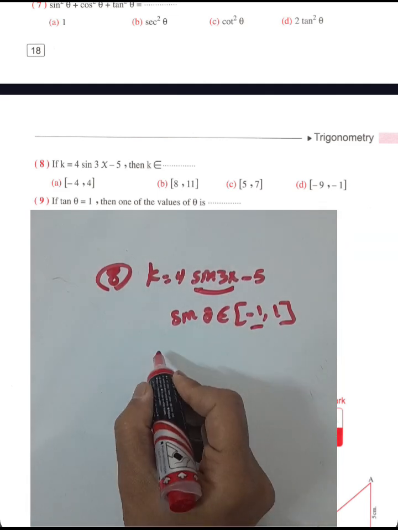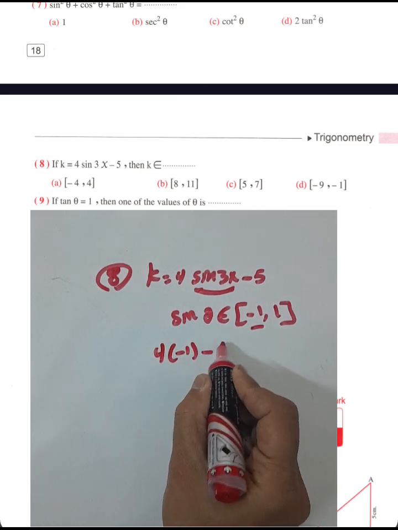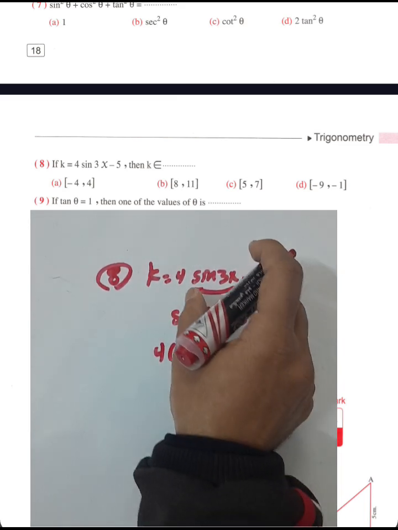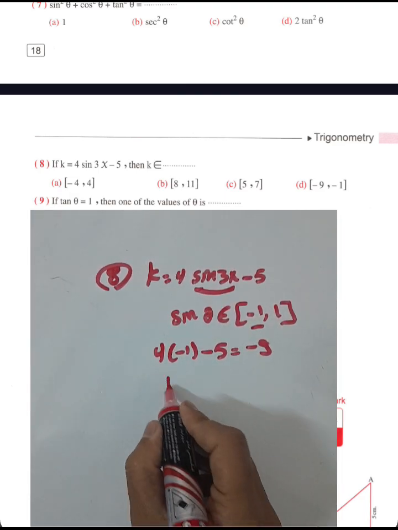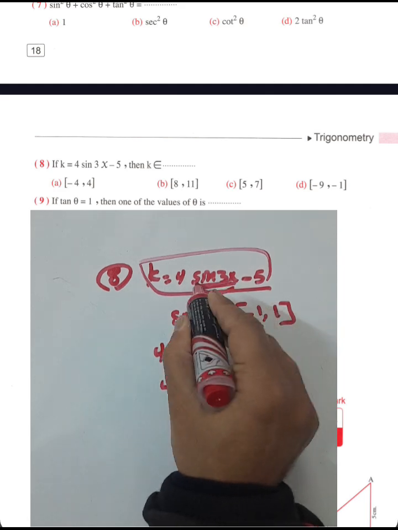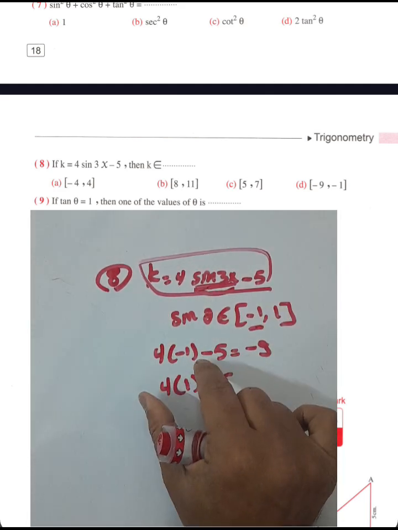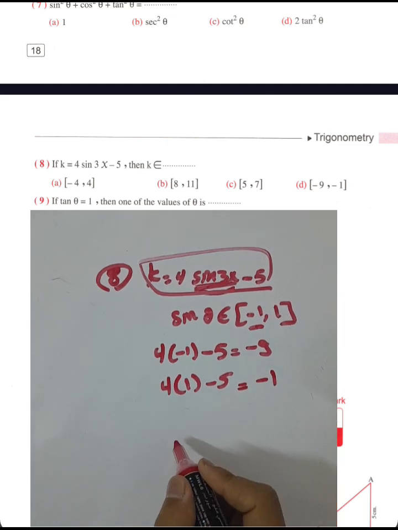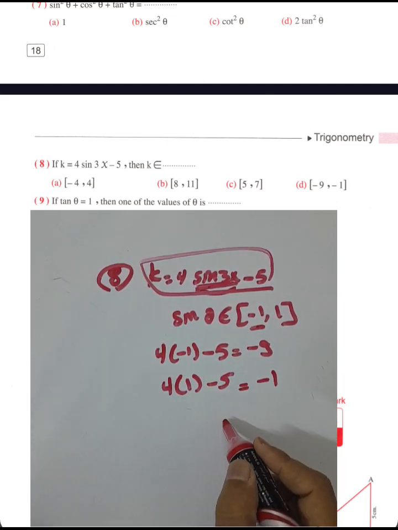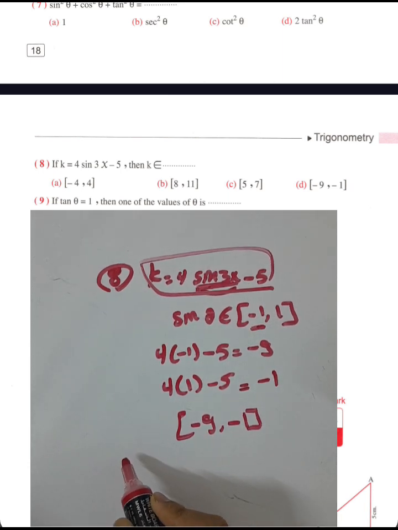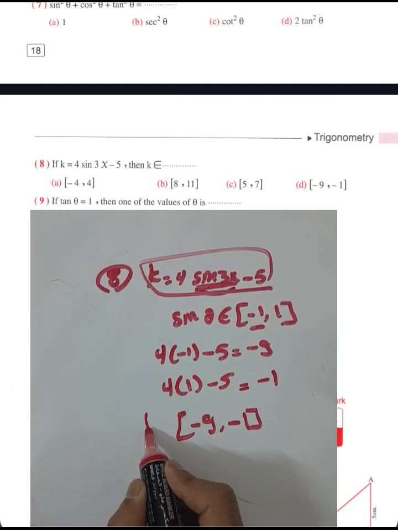Then the first solution: 4 times negative 1 minus 5 is negative 9. And put sin 3x equal to 1, then the result will be 4 times 1 minus 5, which is 4 minus 5, negative 1. Then the solution set here is the closed interval from negative 9 to negative 1. Question number 8, choose letter D.